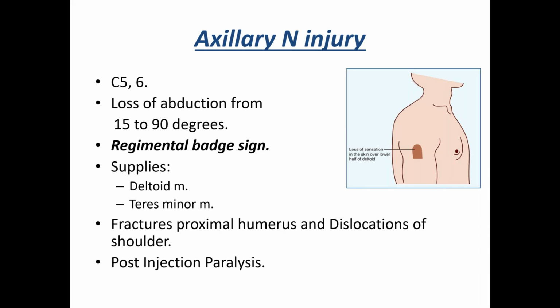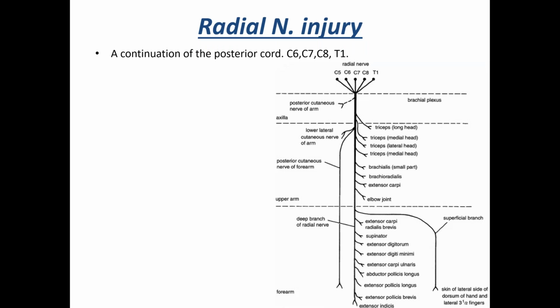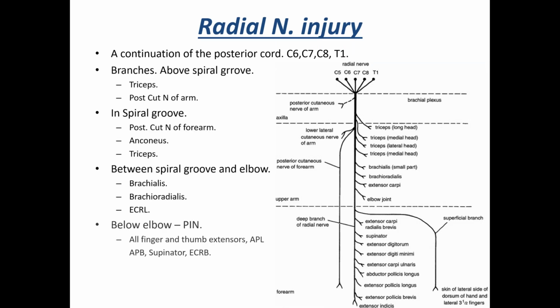Coming to the next important peripheral nerve injury of the upper limb, the radial nerve injury. Radial nerve is a branch of the posterior cord of the brachial plexus, and it gives various branches in the upper limb. First of all, it supplies the triceps muscle when it is in the spiral groove and just above the spiral groove as well. Spiral groove is a groove along the posterior aspect of the humerus.